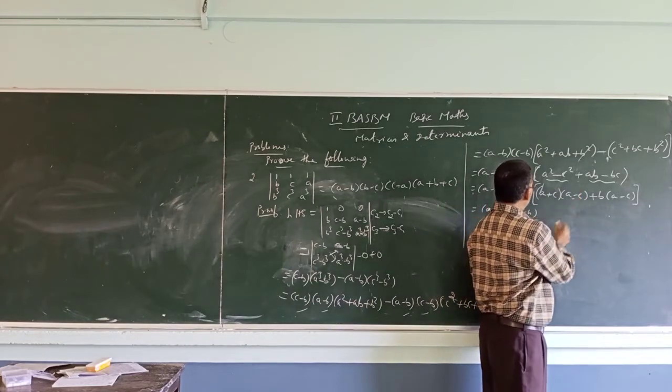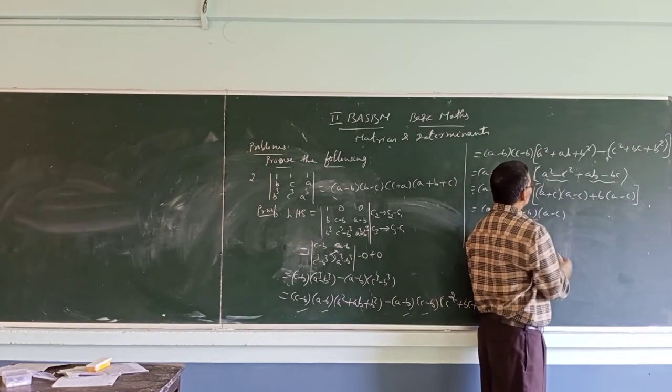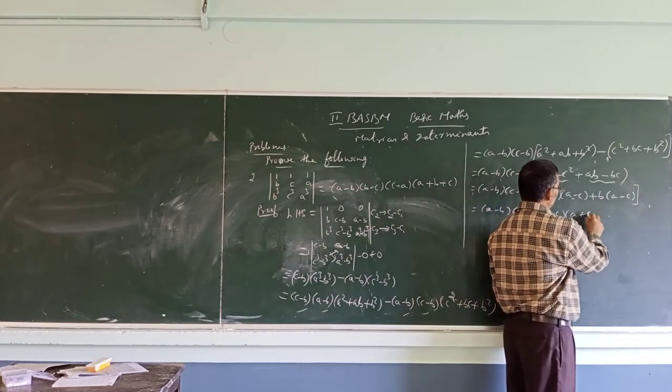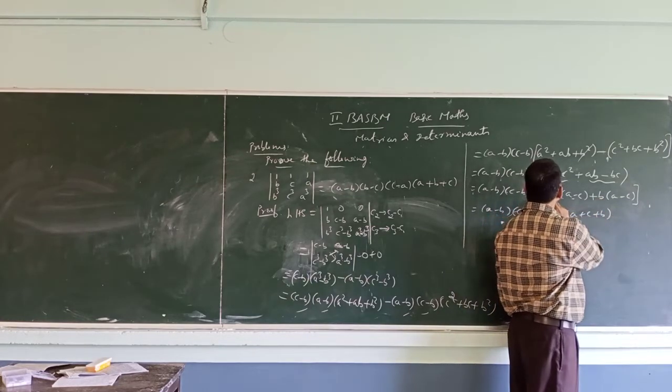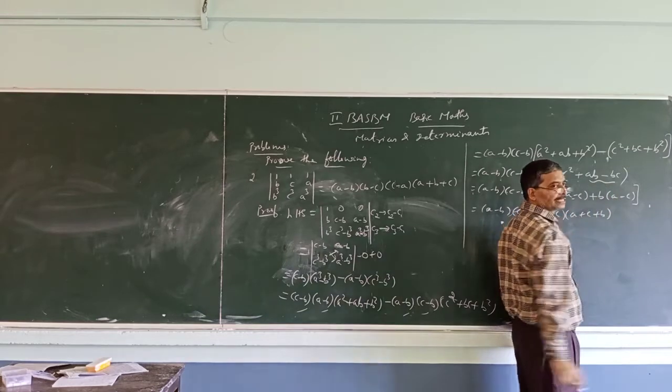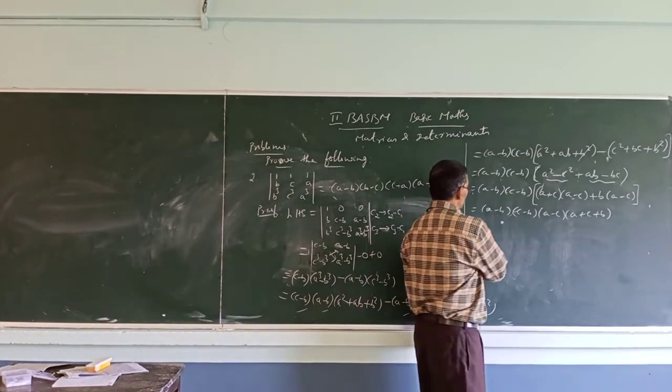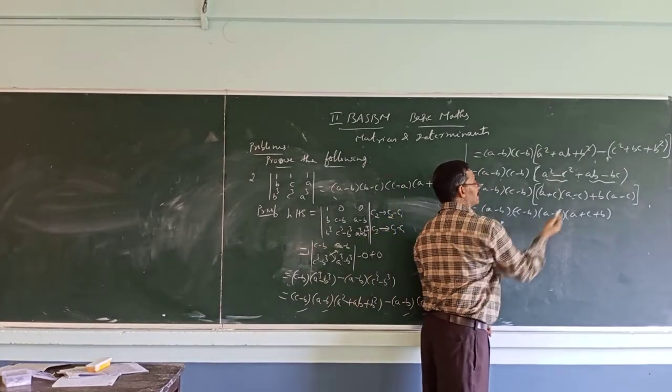Again here A minus C is common. So what is the remaining? A plus C plus B. Remaining A plus C plus B because A minus C is common. Okay, that's equal to A minus B, this is the same thing, A plus B plus C.